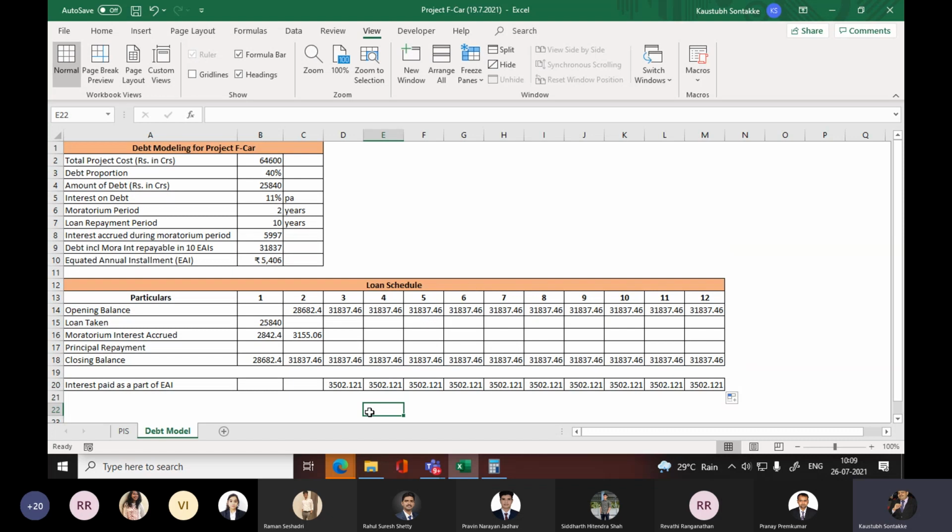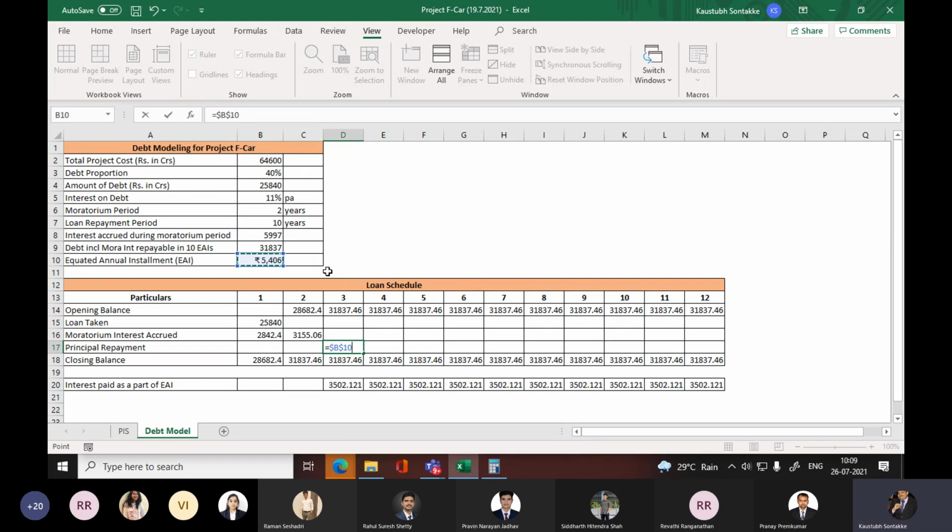And now we have to calculate the principal repayment. Now how much is the principal repayment? I'll tell you. The principal repayment in year 3 is equal to the EAI cell, which is the equated annual installment, my B10, and freeze it with function F4.